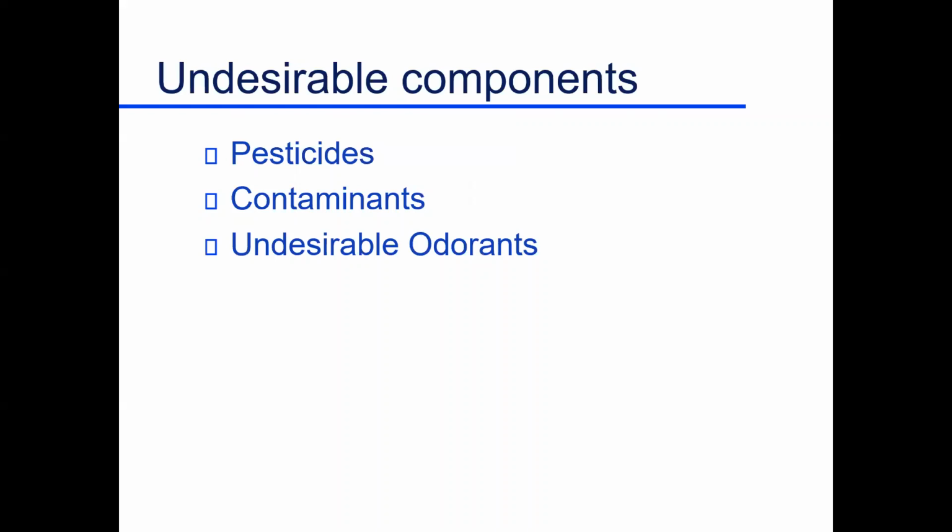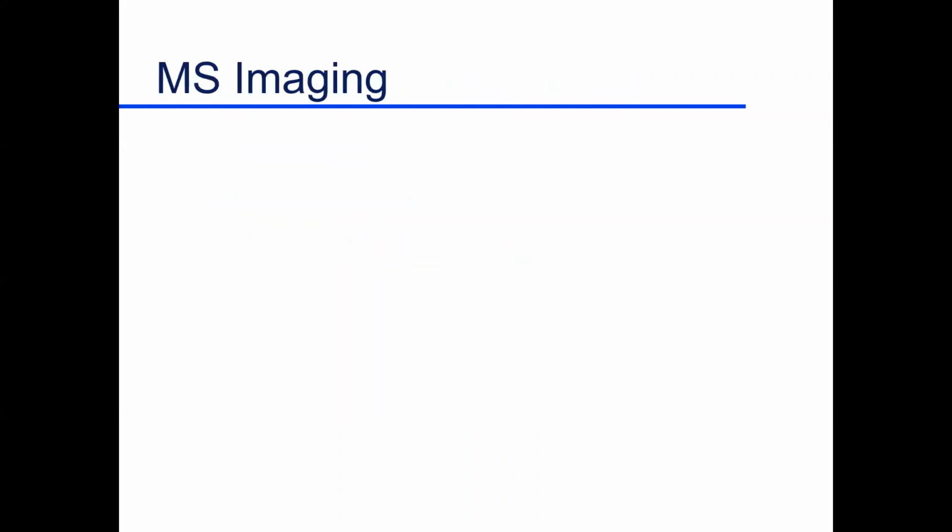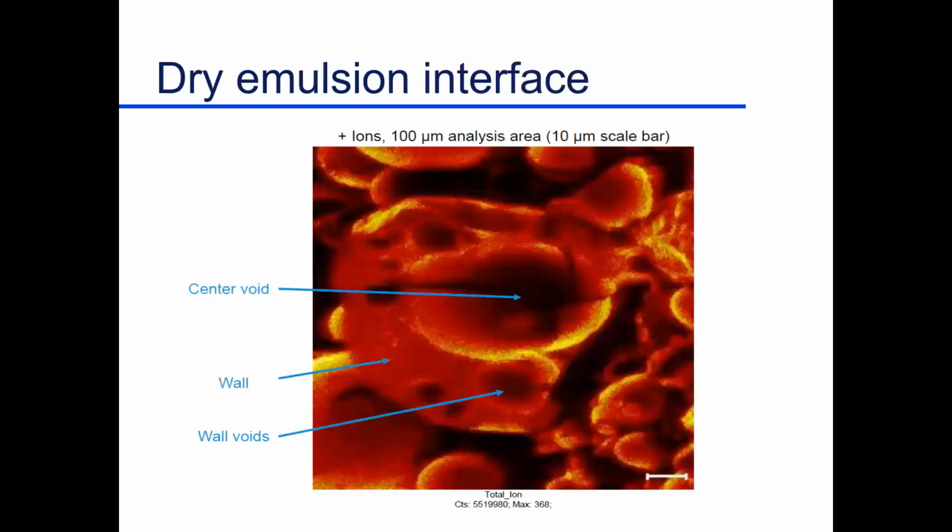Undesirable components, a great technique as you'd expect for pesticides, contaminants, off flavors, so on down the line. One thing that we've been dabbling with is imaging by mass spectrometry. I'm interested in encapsulation. I'm interested in protecting a flavor. I want to put it in some kind of a shell, some kind of a particle. And that particle is here. But I don't know where my flavor is. It should be in here somewhere.